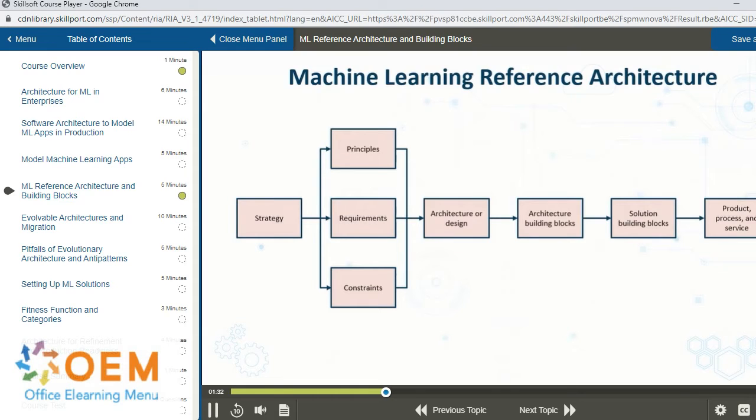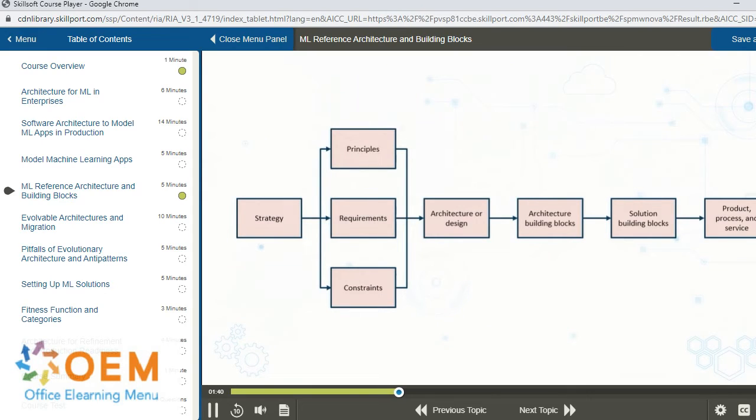The next component of machine learning architecture is the architecture or the design. Every architecture must be architected and a blueprint design must be created. The design needs to take care of all the ingredients and the components that are required in order to build a comprehensive machine learning architecture. So your reference architecture also points to that.